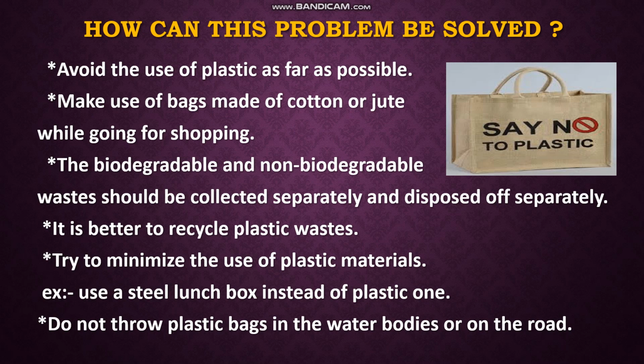Next we learn how this problem can be solved. Here are some methods to solve these problems. Avoid the use of plastics as far as possible. Make use of bags made of cotton or jute while going for shopping. The biodegradable and non-biodegradable waste should be collected separately and disposed of separately. Nowadays, the people who are collecting the garbage collect the kitchen waste and plastic waste separately. Kitchen waste is biodegradable and the plastic is non-biodegradable.